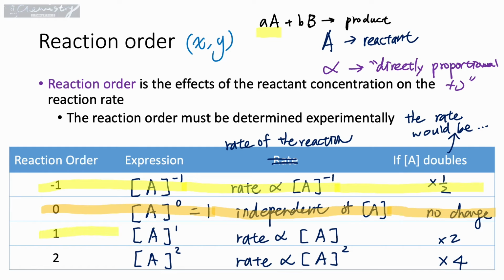For a first order reaction, the rate is directly proportional to the concentration. So if we double the concentration of A, then the rate will be doubled as well. And lastly, if we have a rate order of 2 for A, then the square of A is going to be directly proportional to the rate of the reaction. So when the concentration of A is doubled, the rate is going to go 4 times faster.